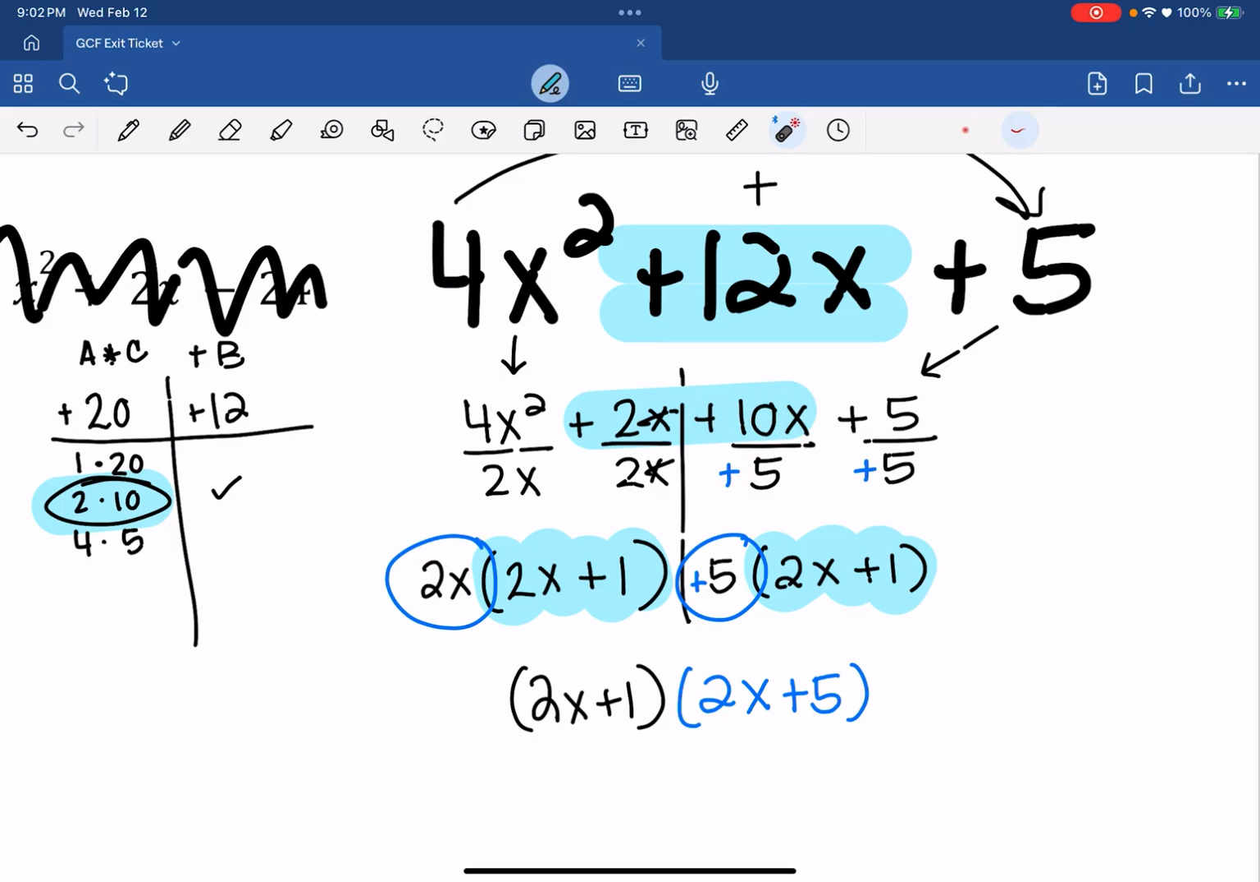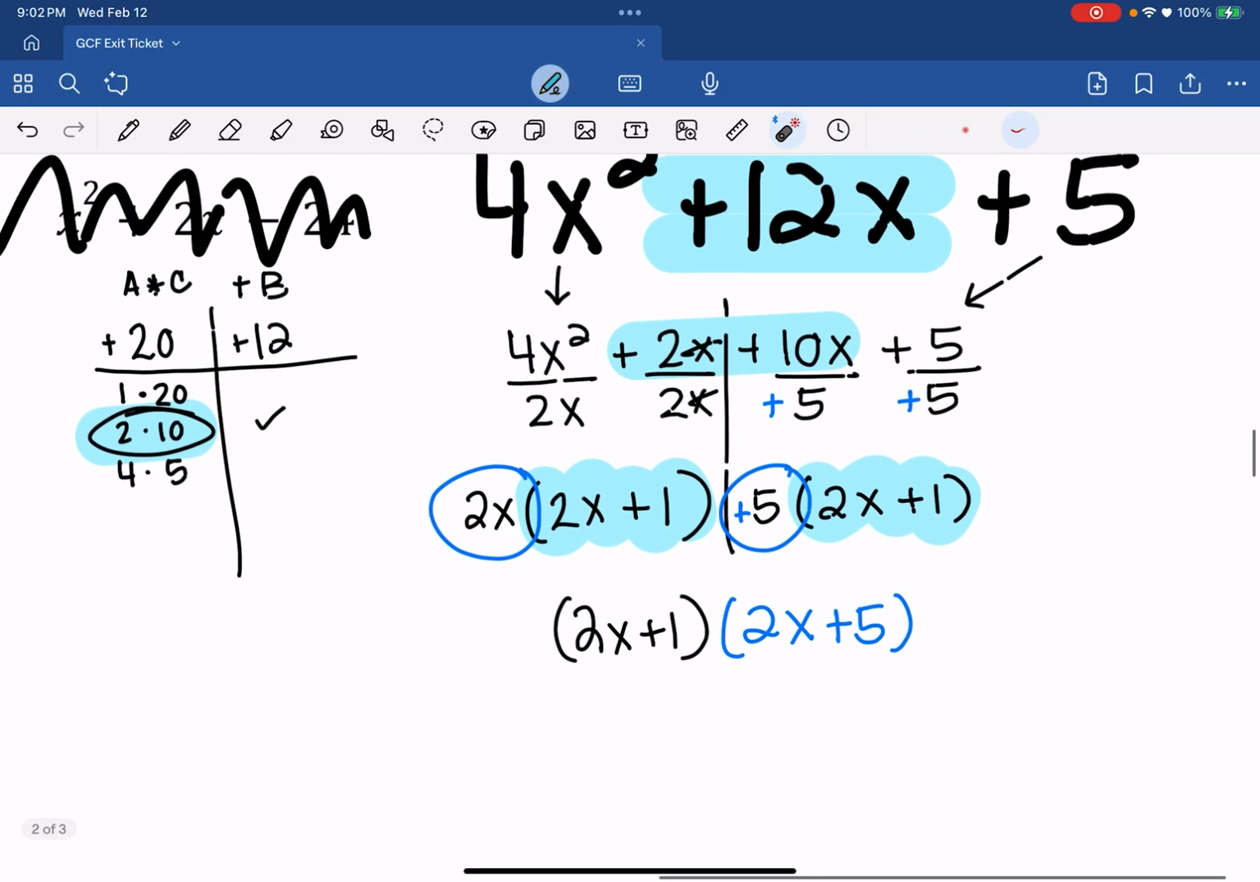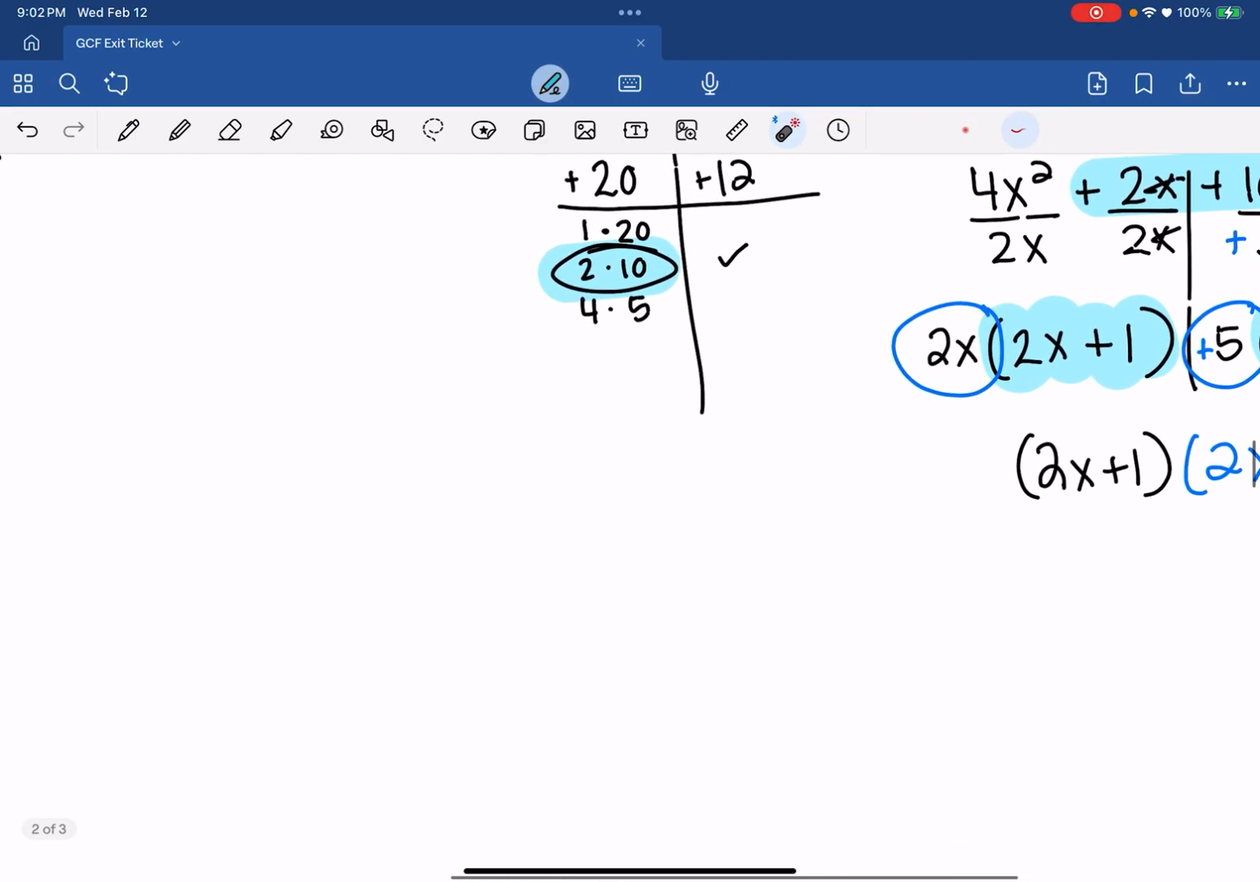Okay, all right, so maybe you have time for one more. Let me find an example that involves negatives. Let's do this one. Give me 2 seconds to figure it out.